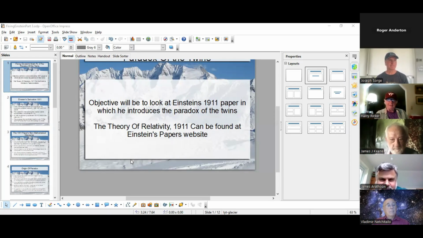Okay. And if you want to look at these papers, I think there's a website, Einstein's papers, that you can go to. I think it's run by some Israeli university, University of Israel or something, that owns the copyright to Einstein's work.